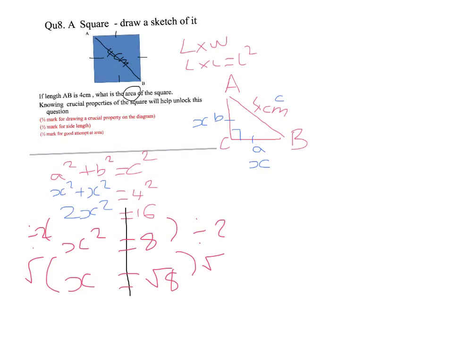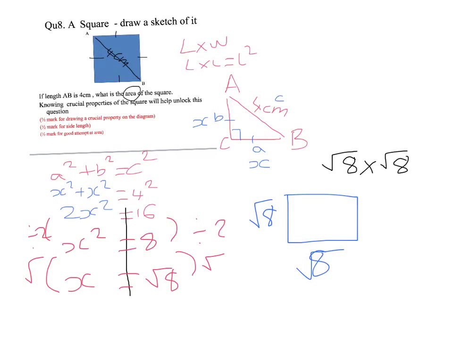So now what I know is if I draw the square again, I've got root 8 as one side, and obviously being a square, it's root 8 the other side. So the area, length times width or length times length, is just going to be root 8 times root 8. Now root 8 times root 8 is root 64, and we know the value of root 64 is 8. So your answer to that question, the area is 8. Obviously we need to give some units, so it's going to be 8 centimetres squared.